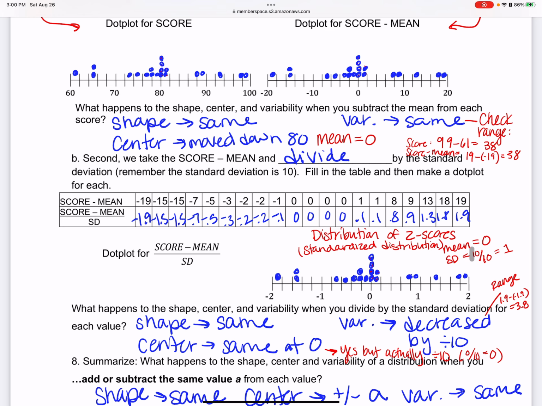So you can see that because I divided this by my standard deviation, and my standard deviation was 10, that divided my range also by 10. You can see the shape stayed the same. The center stayed the same when it went from 0, still at 0. But it's because I divided by 10. 0 divided by anything is 0. So that's why it stayed the same, but my variability did decrease by a factor of 10.